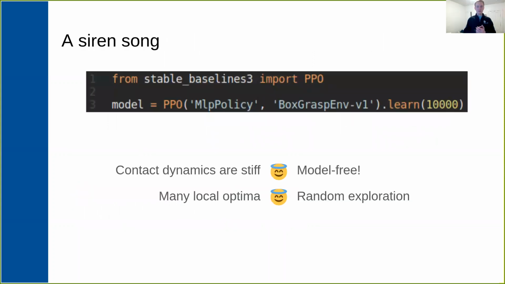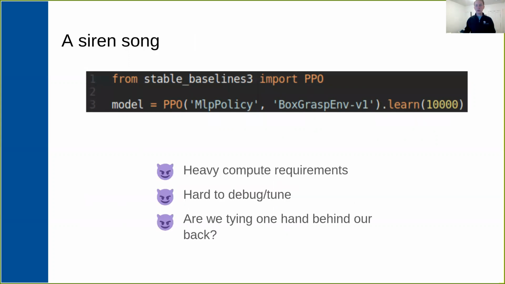When faced with these issues, it's tempting to go straight for a model-free or gradient-free method such as reinforcement learning. If our contact dynamics are stiff, no problem, we can use model-free methods. If we have many local optima, again, no problem, we can use random exploration to get ourselves out of those local optima. However, I think there are a couple of drawbacks with going all the way to a gradient-free method.